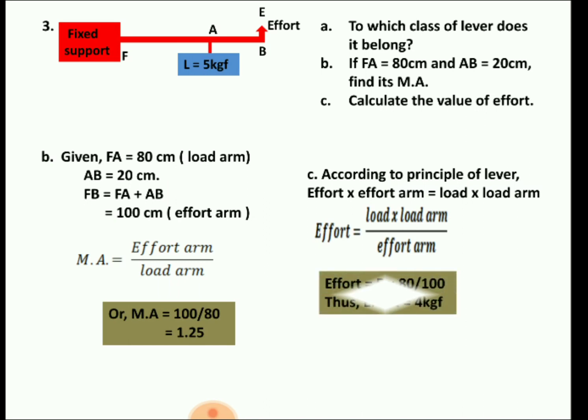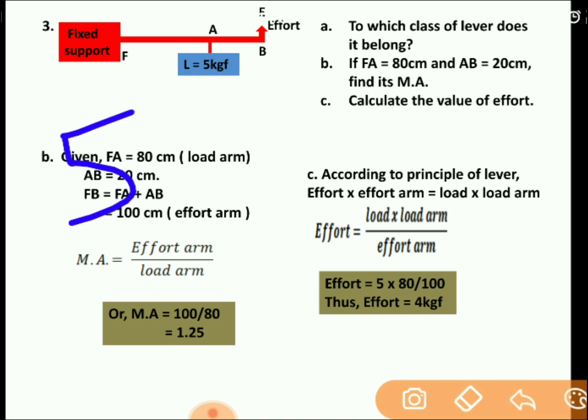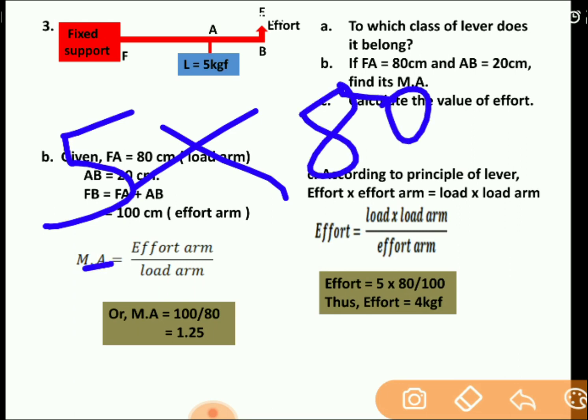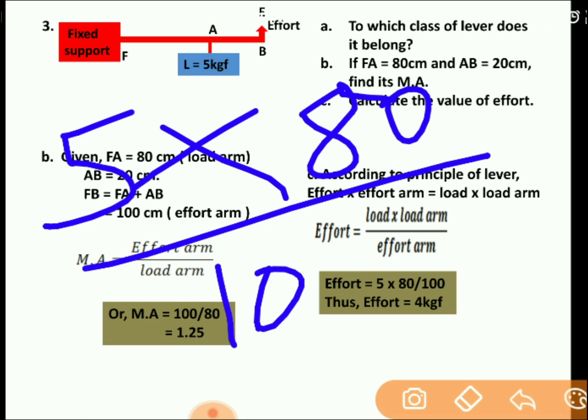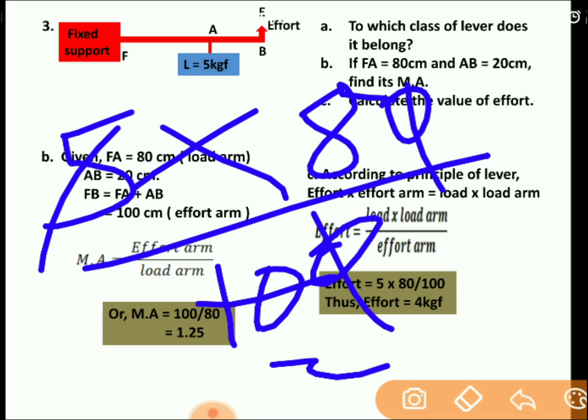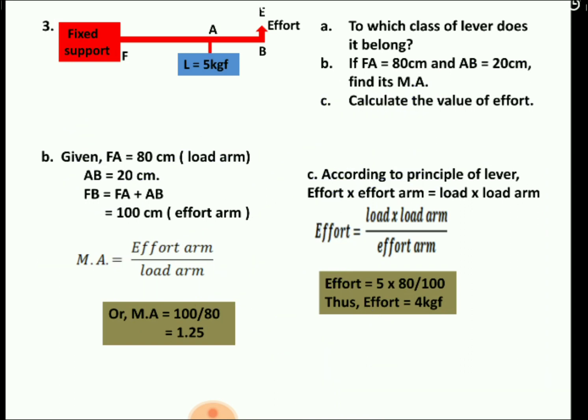Therefore effort equals load, which is 5, into load arm, which is 80, by effort arm, which is 100. So the zeros cancel, 5 1s are 5, 5 2s are 10, 2 1s are 2, 2 4s are 8. So our effort is equal to 4 kgf.